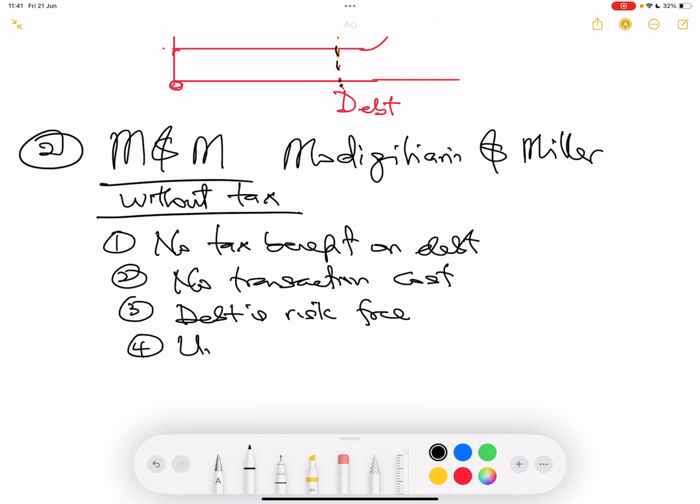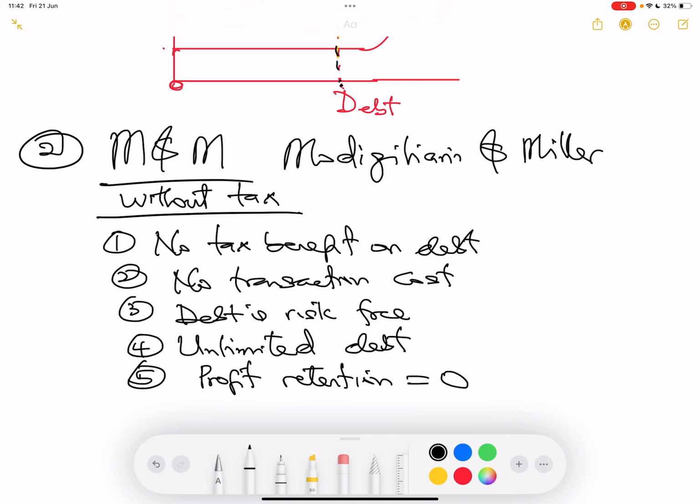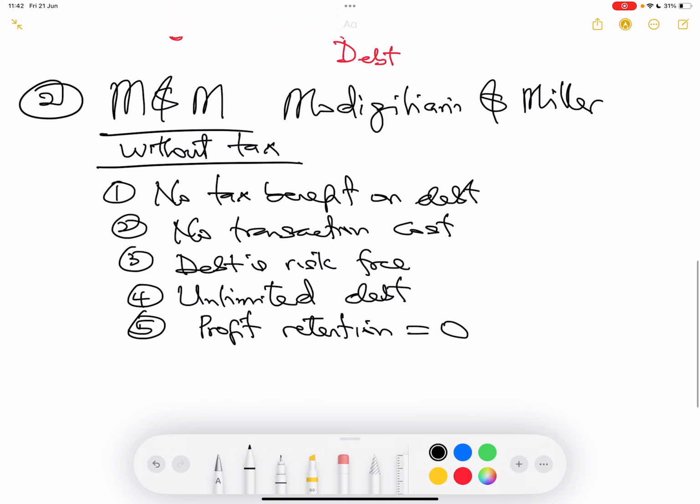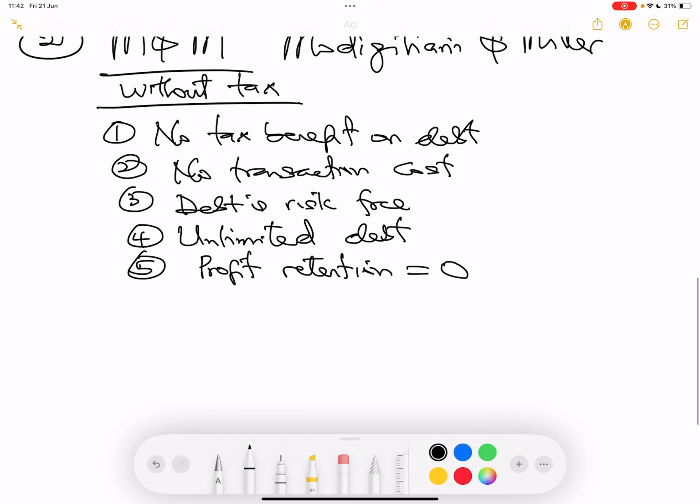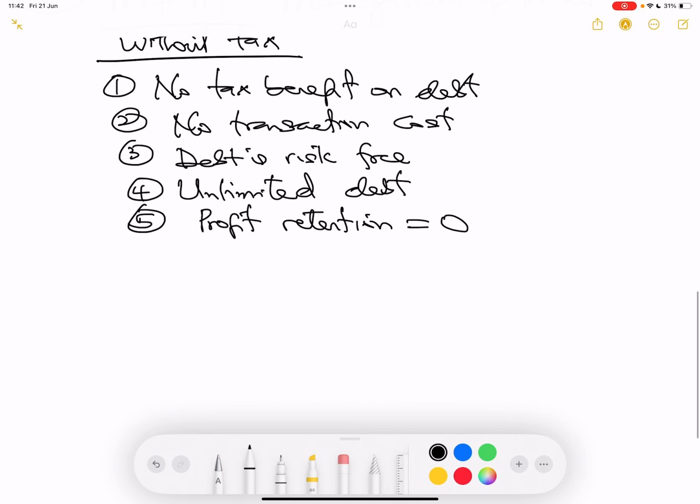They believe that a company can collect as much debt as they want, so unlimited debt. And they even believe that profit retention is zero, so that a company will always pay out all its profit as dividend. All of this, I don't agree. But this is all they believe is going on in the finance space and funding. And what do you think their graph will look like?